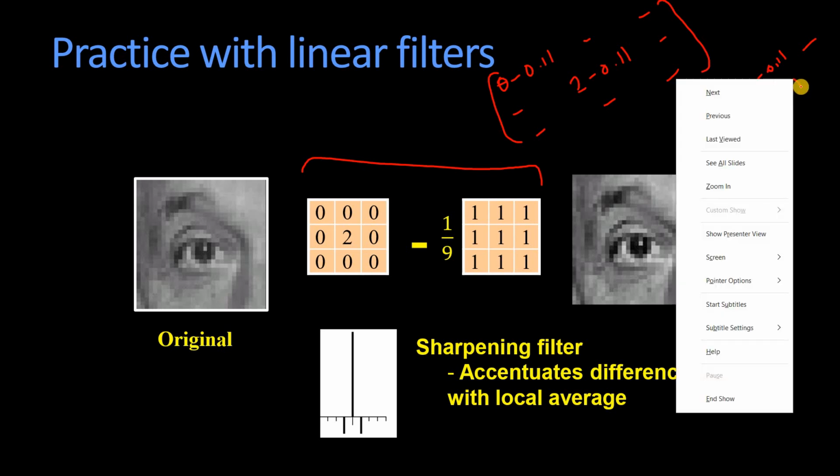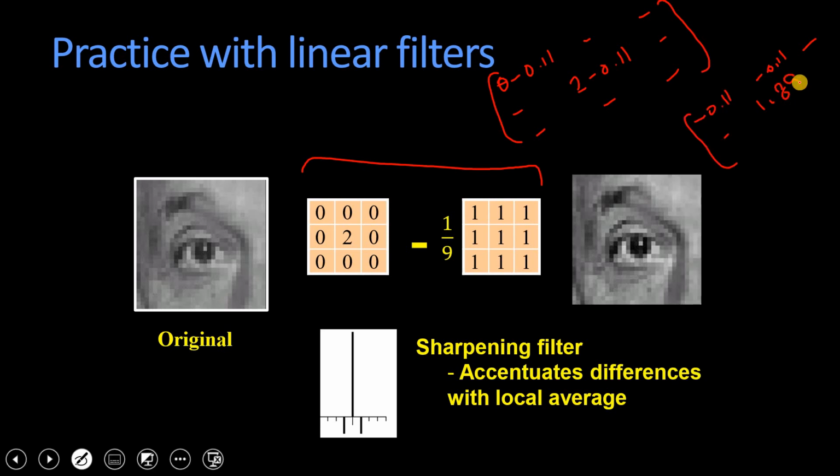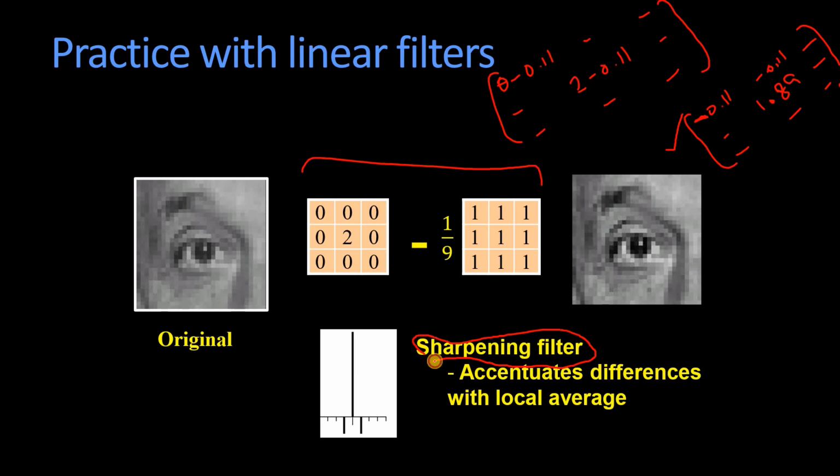Try it yourself, calculate it, and here it will be 0.11 all. So here you see a matrix where all the values are negative, except this value in the center which is very high and positive. This matrix that I create over here is called a sharpening filter. Sharpening means the edges become very sharp or very pointy.